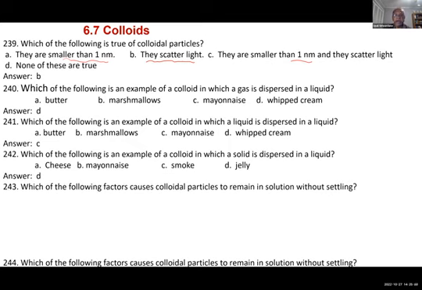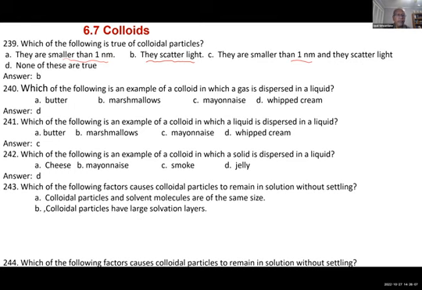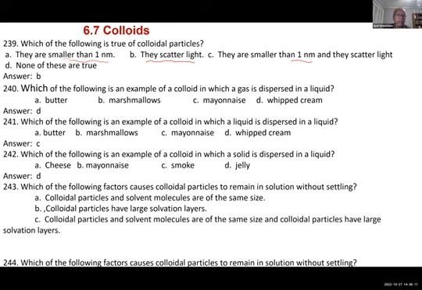Which of the following factors cause colloidal particle to remain without settling? So they are not attracted to each other. Particles don't settle. Colloidal particles and solvent are the same size. No, that's not true. Colloidal particles have larger solvent layers. Colloidal particles and solvent are the same size, and colloidal particles have large solution layers. Cause the colloidal to remain. I think colloidal particles have solvent molecules. Colloidal particles have large solution layers, probably prevent them. Either B or C. So I go for B. Right, B is the correct answer.